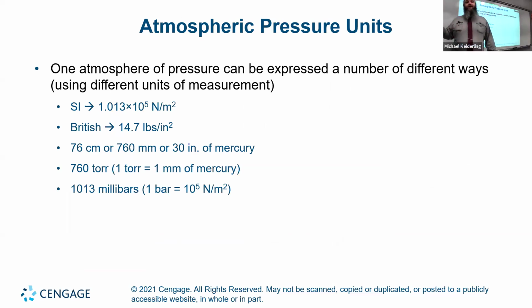Pressure has a lot of units. The SI unit is called a Pascal. It's a Newton per square meter. So atmospheric pressure is 1.013 times 10 to the 5 newtons per square meter, or pascals. The British unit would be 14.7 pounds per square inch. But there are also units based off of the measurement using mercury, for example: 76 centimeters or 760 millimeters or 30 inches of mercury. There's also the torr. 1 torr is 1 millimeter of mercury.